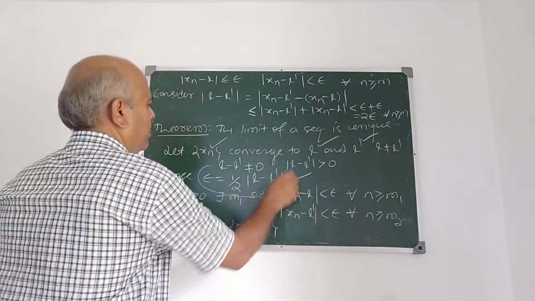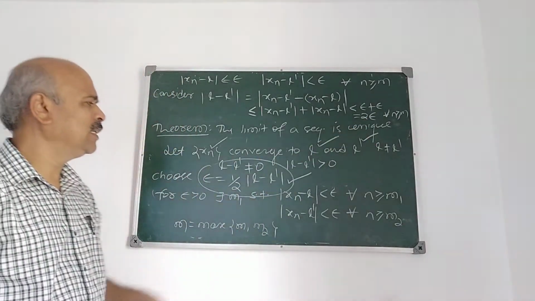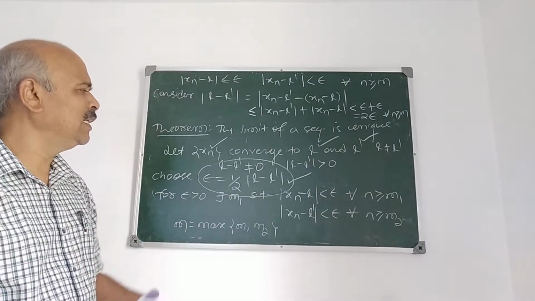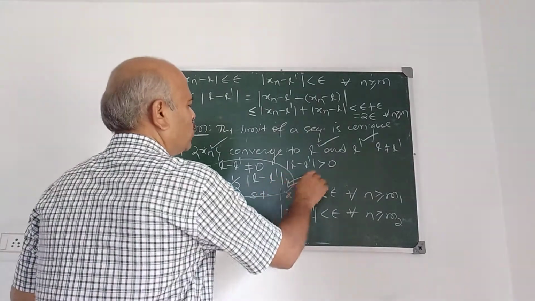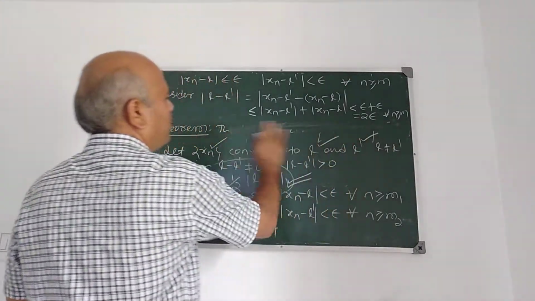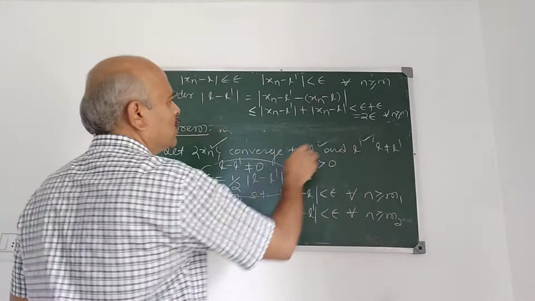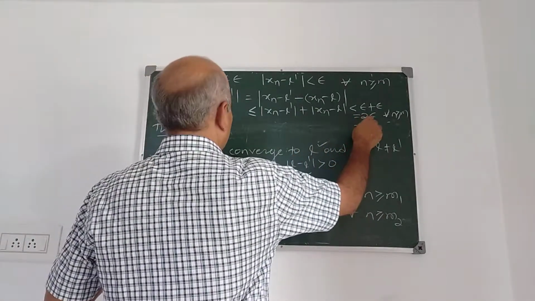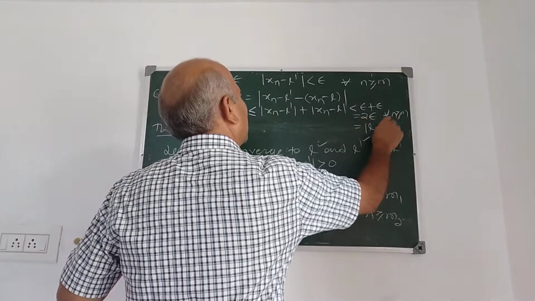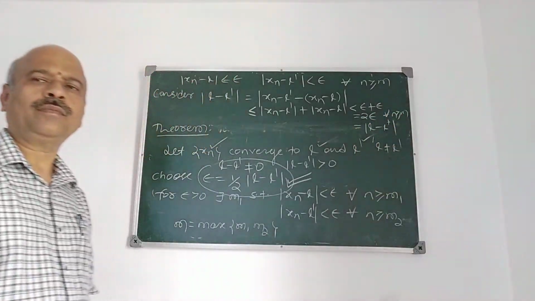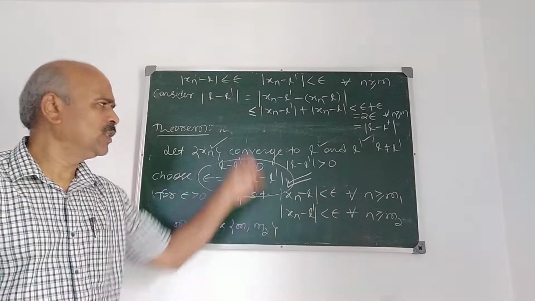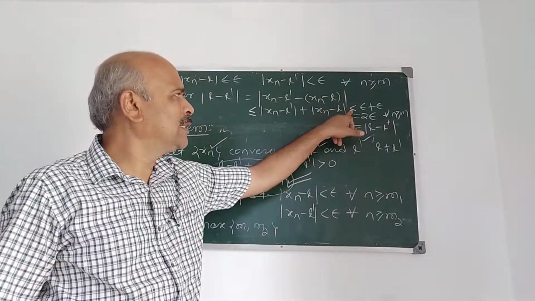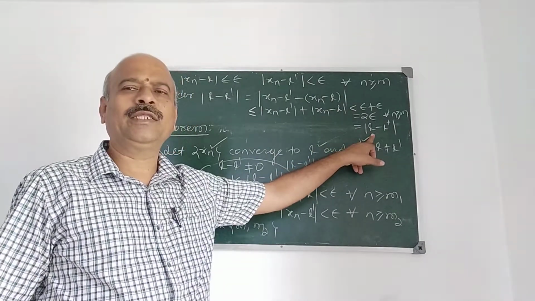But we have, what is mod L minus L dash? Mod L minus L dash is less than 2 epsilon, which is mod L minus L dash. Using this, what do you get? Using this we get it is equal to mod L minus L dash. I think you followed this one. Mod L minus L dash is less than mod L minus L dash.